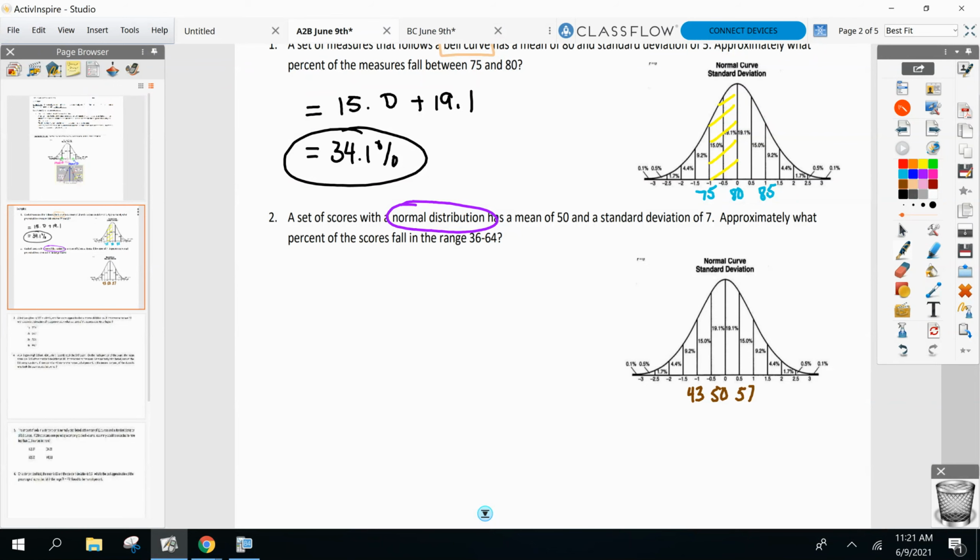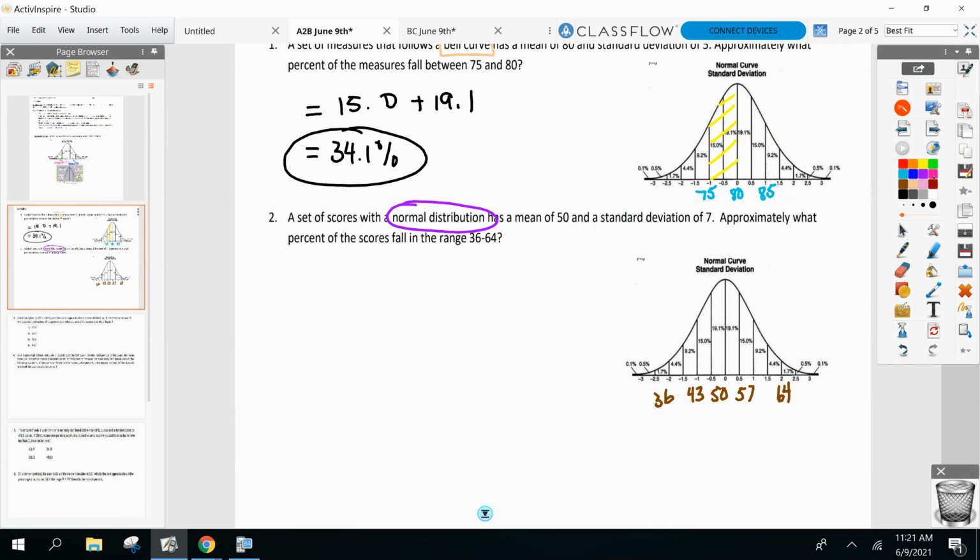Go ahead, Caroline. How can I figure out the score at positive 2? Add another 7 and get 64. Yep, add another 7 to 57 and get, oh, my score at positive 2 is 64. And now subtract another 7 on the left, and you'll find out your score at negative 2 is 36. There's my range I wanted, 36 to 64.